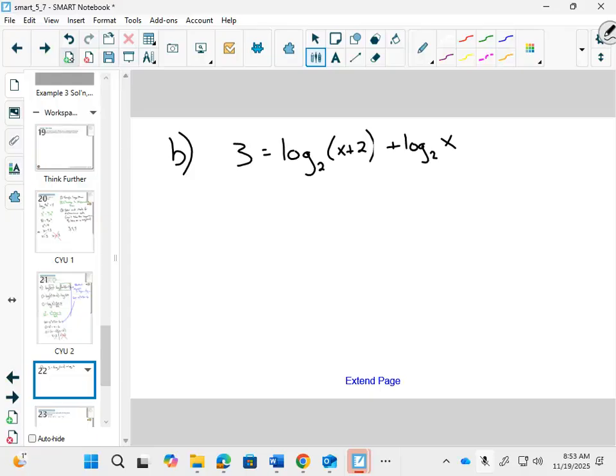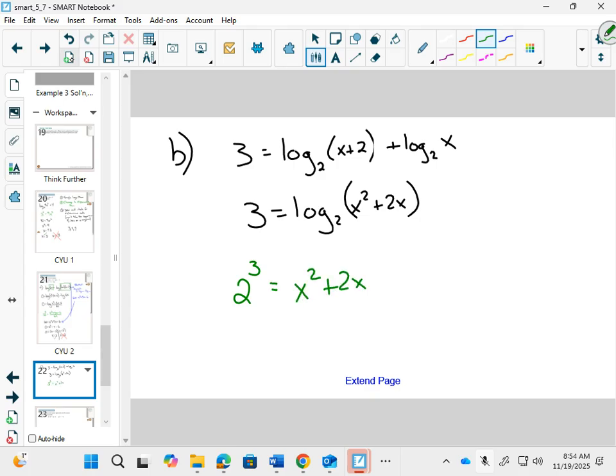That's that green step. But in order to change it to exponential form, you first have to have a single logarithm. So here, my rule for adding is multiply, and I'm just going to multiply right away. I'll get x squared plus 2x. I don't have a log on both sides, so I can't use the shortcut. Okay? So here's the green step. The base is 2, the exponent is 3, equals x squared plus 2x.